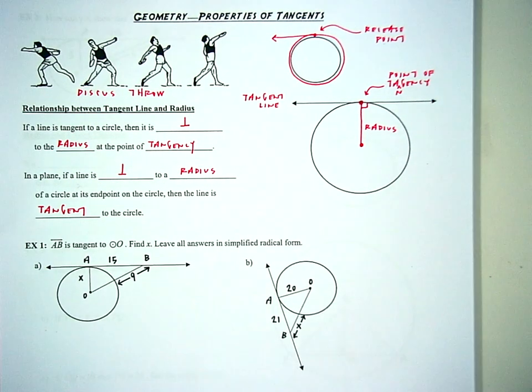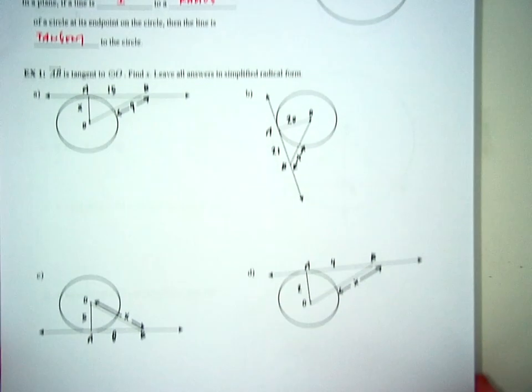So again, a tangent line intersects the circle in one location, so one point of contact. And when we connect our radius to that point of tangency, we should see a perpendicular relationship. So in example 1, we're looking at a tangent line and a radius, and we're trying to solve for x. I'm saying leave all answers in simplified radical form. Let me slide it up to here.